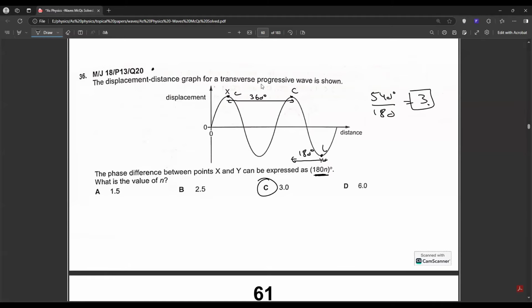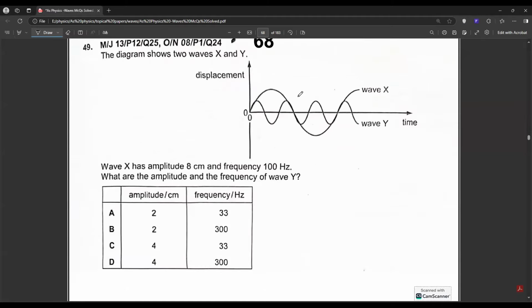Let's further move ahead. Let's see this. The diagram shows two waves x and y. Wave x has an amplitude of 8 centimeters. This wave, let me highlight it. This has an amplitude of what? 8 centimeters. And a frequency of 100 hertz. What are the amplitude and frequency of wave y? You have to calculate the amplitude and frequency of wave y. How will you do that?